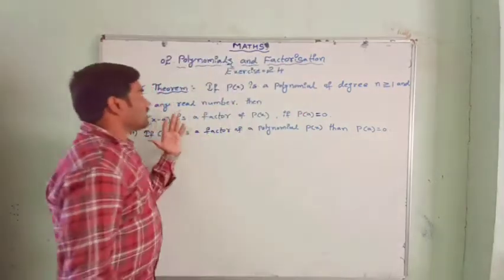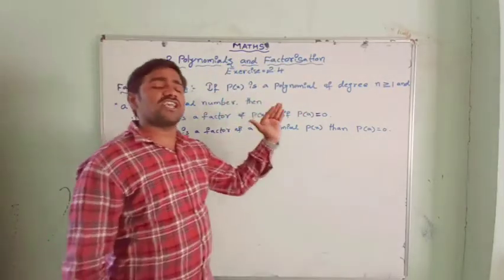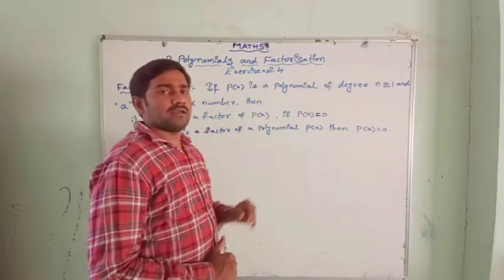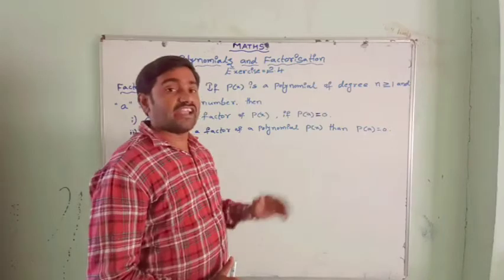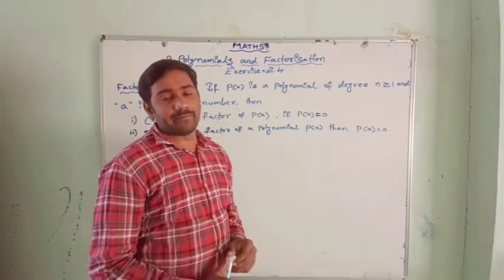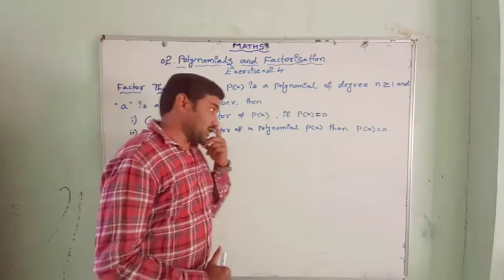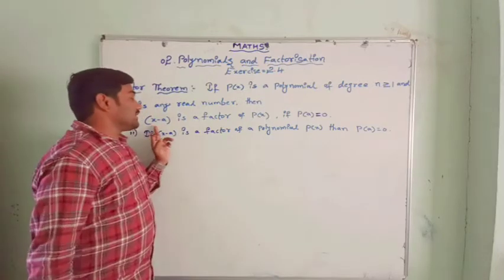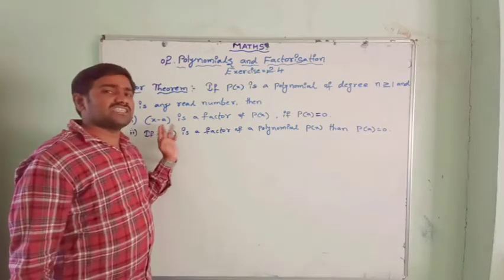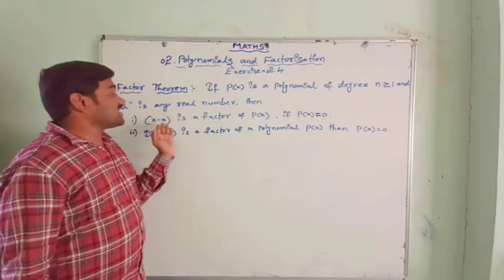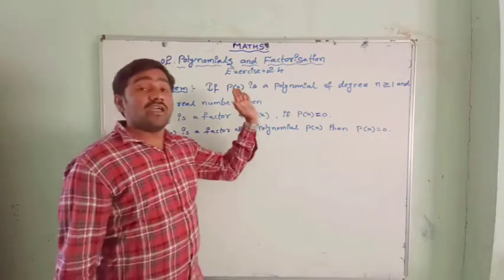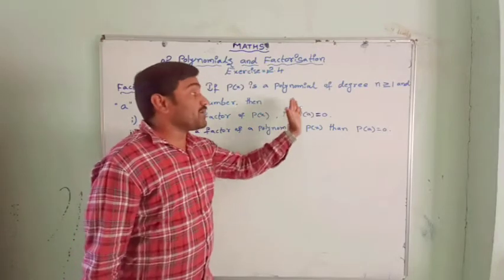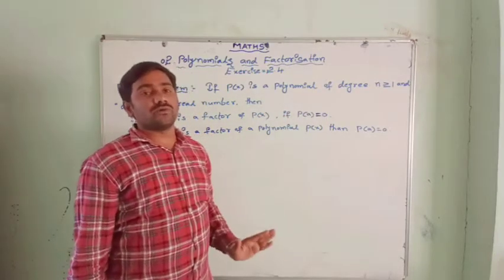Here the Factor's theorem: if p of x is any polynomial whose degree is greater than or equal to 1, and a is any real number, then there are two conditions. x minus a is a linear polynomial. x minus a is a factor of the given polynomial p of x if p of a equals 0.